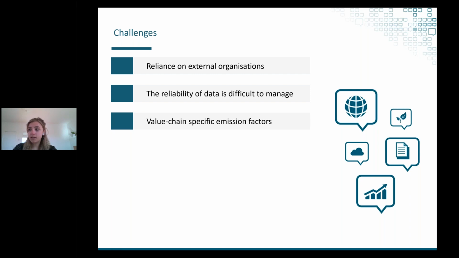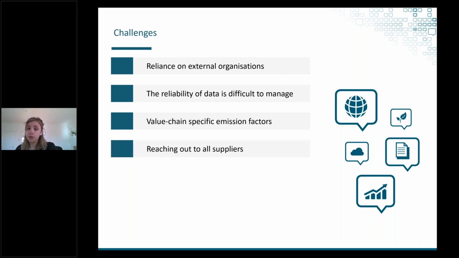Once the data has been collected, it needs to be calculated and multiplied by the relevant emission factor. Some suppliers may have product or activity specific emission factors. For example, one product equals X amount of emissions. But if that's not the case, the calculation process can be quite a difficult exercise. But there are solutions out there to smooth that process.